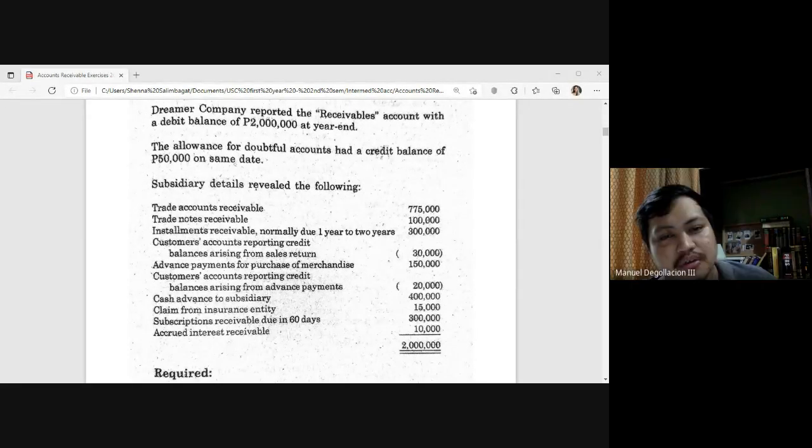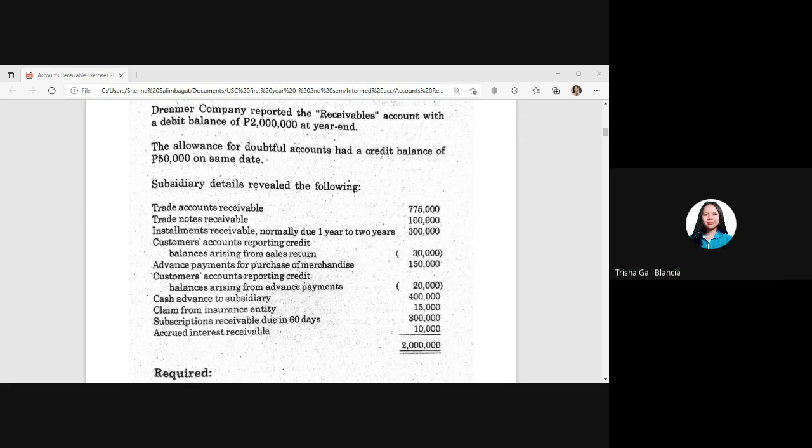No, even then, your sales return will be the normal source of your credit balances. Okay, we will stick to what we have discussed. It should be reported separately as a liability. So it should not be included in our computation for current trade and other receivables. How about advance payments for purchase of merchandise, Miss Blancha? Sir, non-trade, sir.